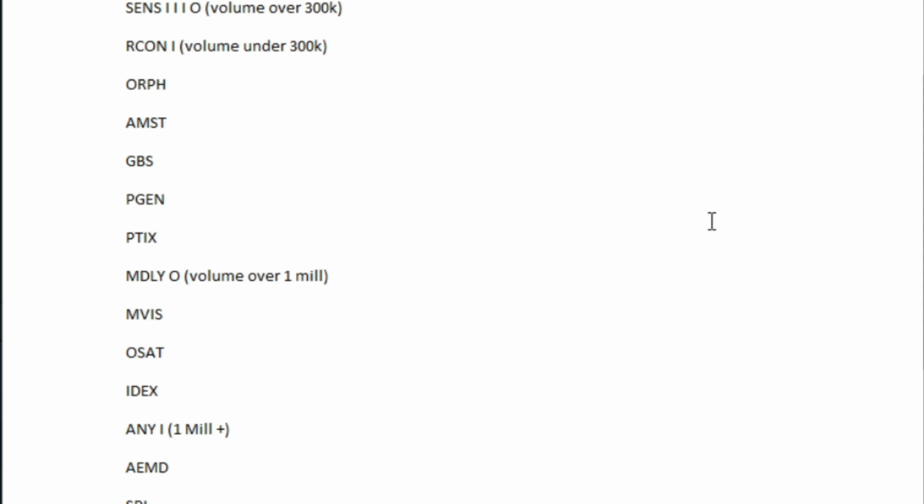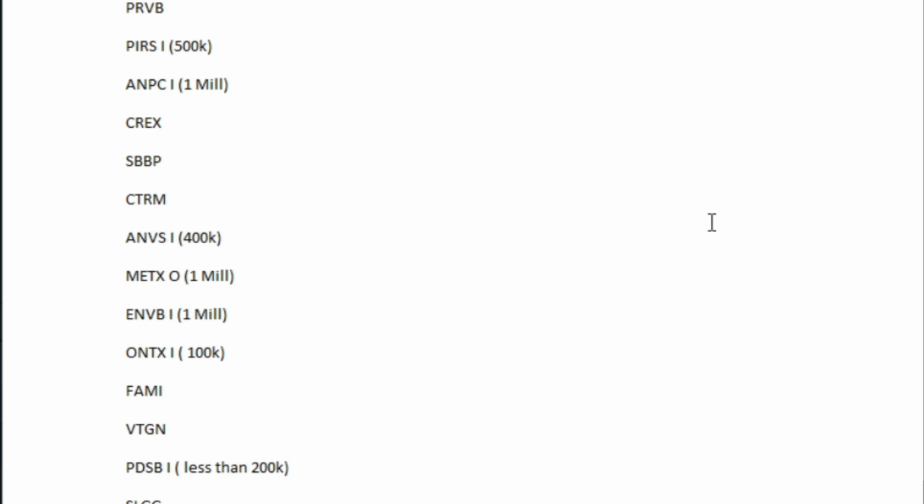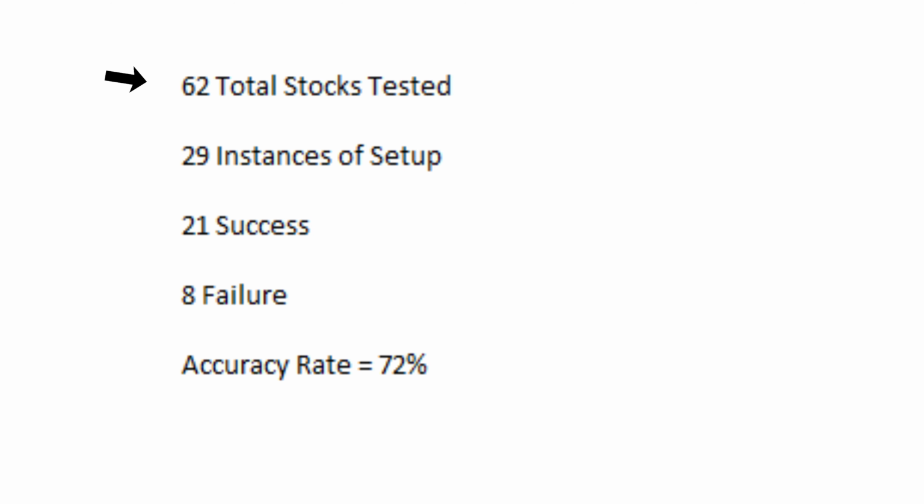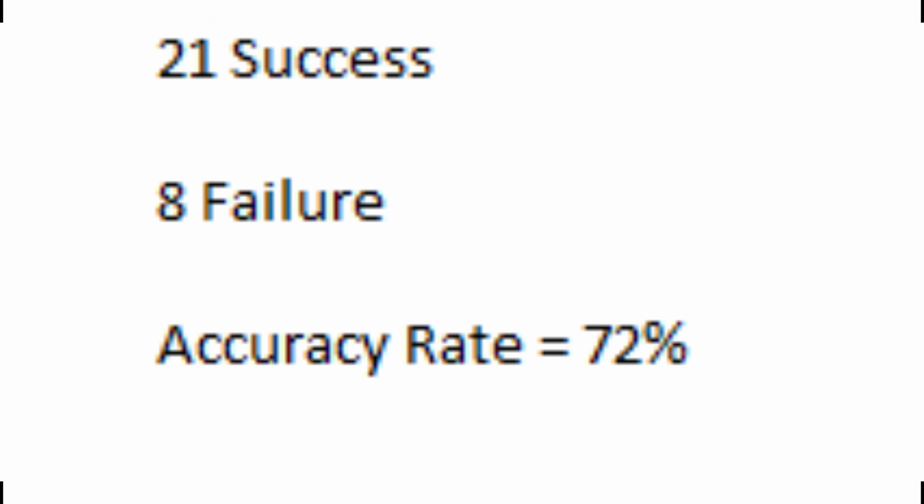Okay team, so now that the backtesting session is actually done, let's take a look at the results. So we tested a total of 62 stocks in this session, and there were 29 instances of this setup where it actually showed up on the chart. That's a pretty decent amount to test, and out of that amount we had 21 successes and 8 failures, giving us an accuracy rate here of 72%.